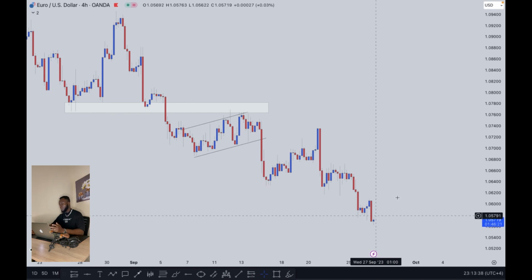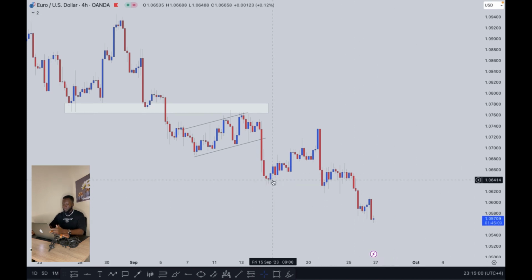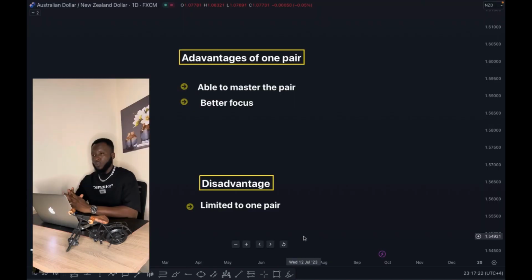So this is basically what I'm talking about. You are being limited from trading each and every day because you have to patiently wait for the market to give you a very nice setup on the pair that you trade. So now back to the question, how many pairs should you trade, right? I'll answer that right after we look at the steps that you need to follow when selecting a pair.